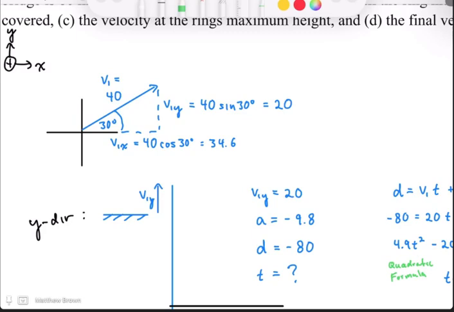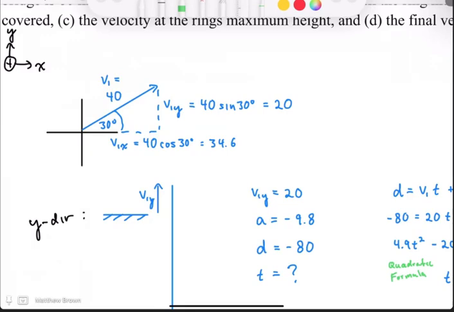If there was a bird flying above this whole situation, looking down, and if that bird was flying with a constant speed of 34.6 meters per second, as far as the bird is concerned, the ring would just be going up and down. The bird wouldn't see it moving back and forth at all because it would have the exact same constant speed or velocity that the ring has. So it would only see it move up and down, or get closer to it, then fall back down.